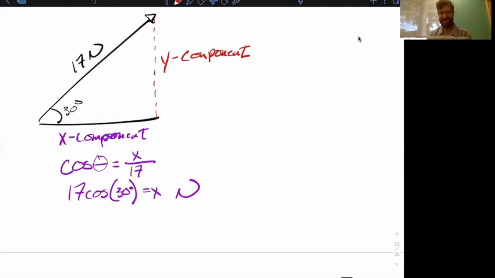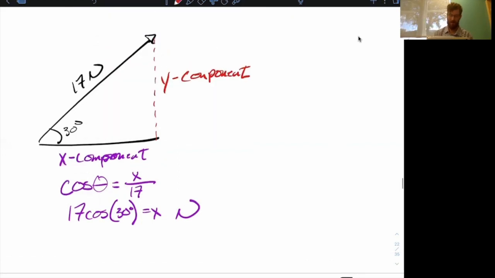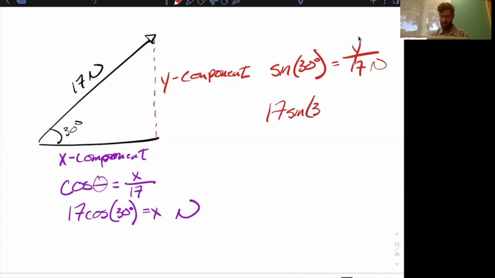You can do the exact same thing for the y force, okay? So we can say that we know this is going to be sine of 30 degrees is equal to opposite over hypotenuse. I'm going to call it y over 17 newtons. 17 times the sine of 30 degrees is going to give you your y component. That's all it takes, ladies and gents. Lots of questions will strictly ask you, if this object experiences a force at 30 degrees, what is the vertical component of the force? What is the y component of the force? We've got to be able to break them down.